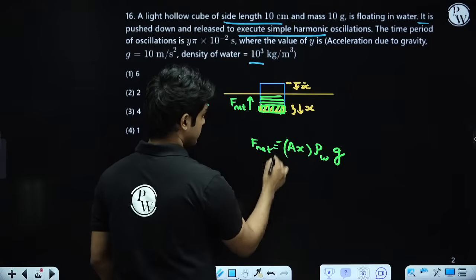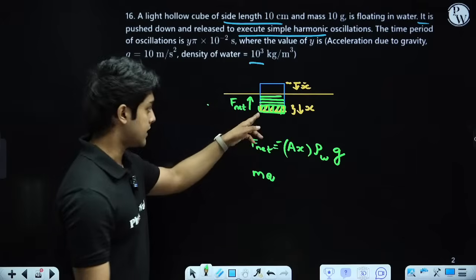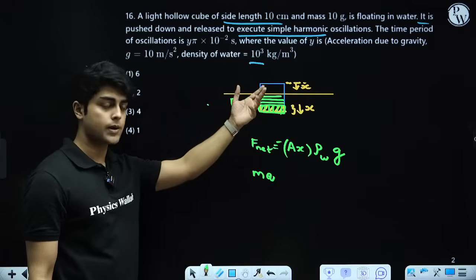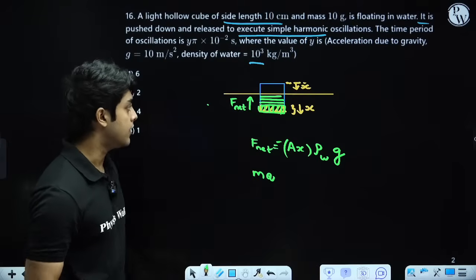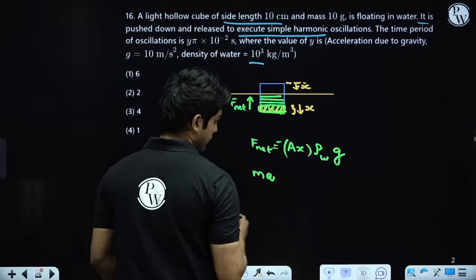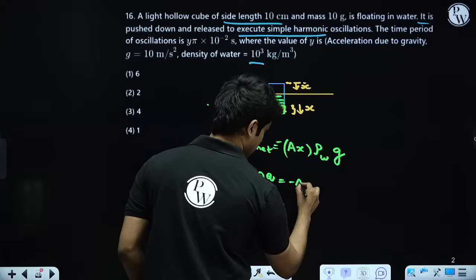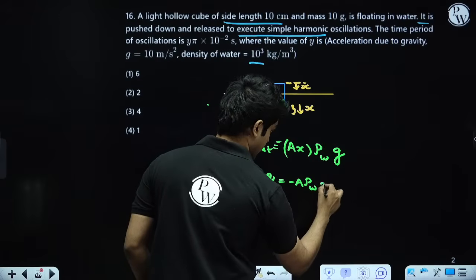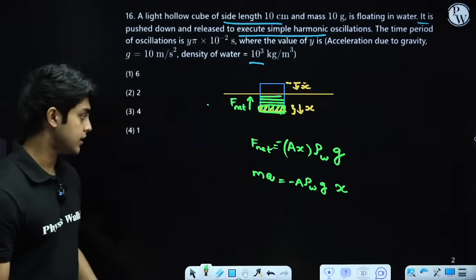F net, we can write it as mass times the acceleration, because now the block will accelerate. Initially it was in equilibrium, but once we push it in, there will be a net force, and if there is a net force, there is a net acceleration. So we will write the F net as ma. This will be equal to minus a density of liquid into g times x. Okay, and now we can easily see this is an SHM.